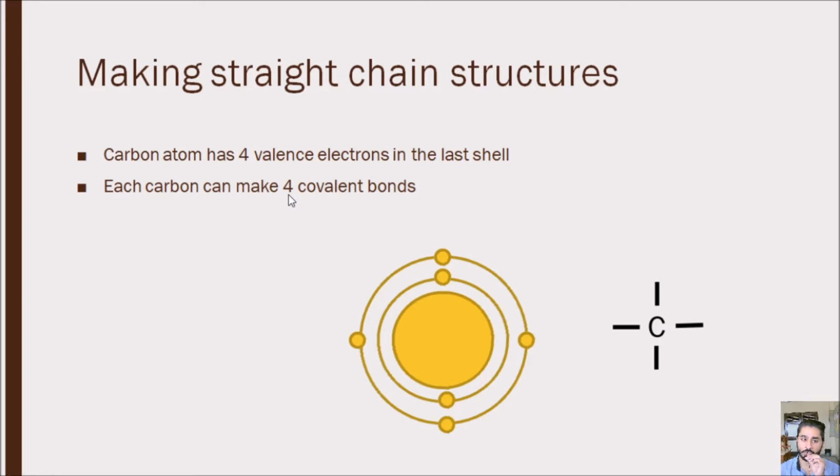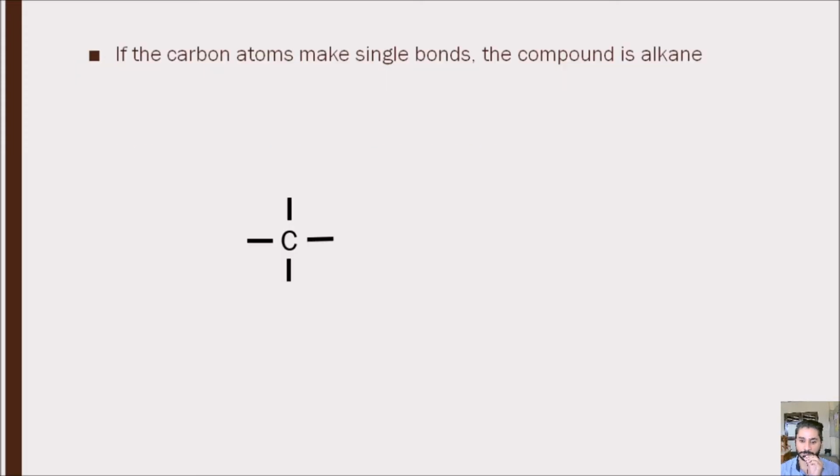These 4 covalent bonds can be made with other carbon atoms or with the hydrogen atoms. If carbon atoms make only single bonds with other carbon atoms, the compound belongs to the family of organic compounds which is called alkane family.